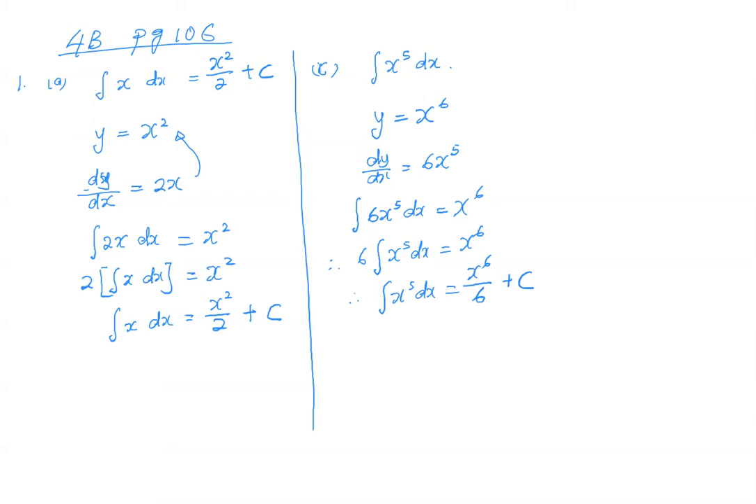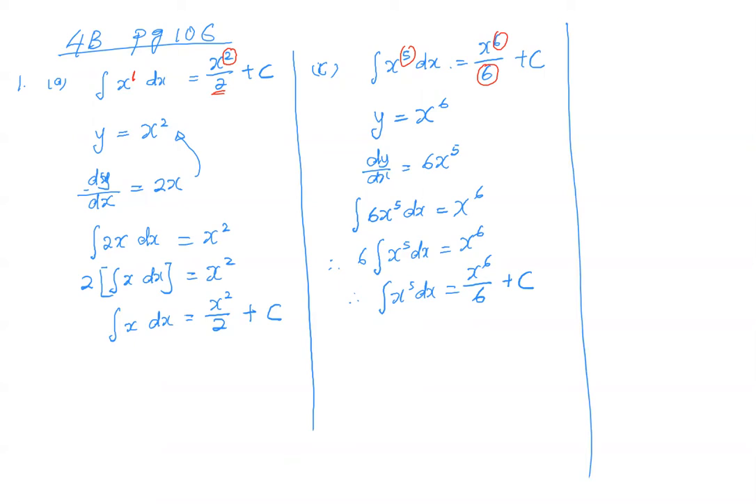So you look, there is a pattern there. This is power 1. This one becomes power 2. This one divide by 2. This is power 5. It becomes power 6. Then divide by 6. So can we come out from here based on these 2 examples? If you continue with the rest, you will get the same.